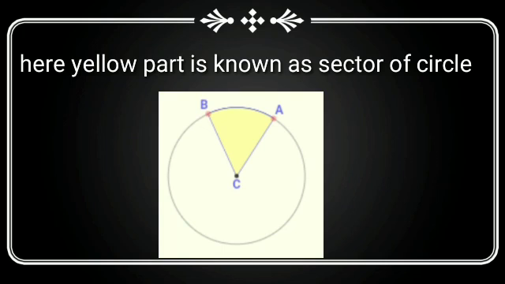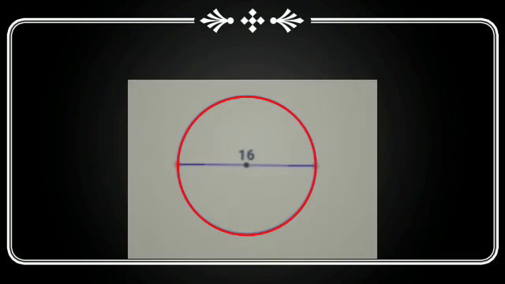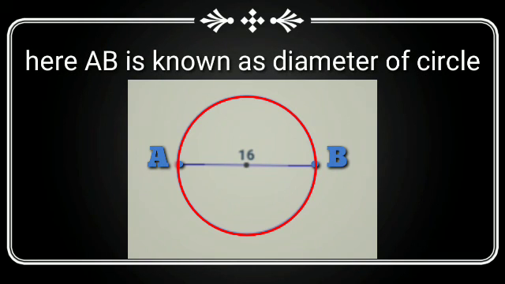Now look into this picture. Here the yellow part is known as the sector of the circle. Now student, look into this picture. A line joining the 2 points of a circle and passing through the center is known as a diameter of the circle. And here AB is known as the diameter of the circle.